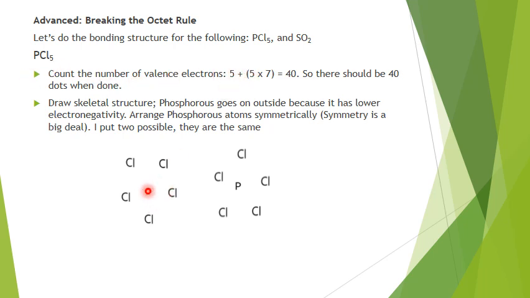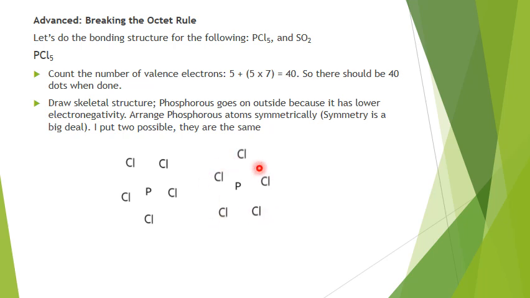Phosphorus has 5. It's in the 15th column, and everything in the 15th column has 5 valence electrons. Each chlorine has 7 valence electrons. It's in the 17th column. So you have 5 times 7 plus 5, which is 40. When we all get done, we should have 40 dots. So we can draw the skeletal structure, and it doesn't matter how you drew it. I sort of drew it 2 different ways. It's like a pentagon.